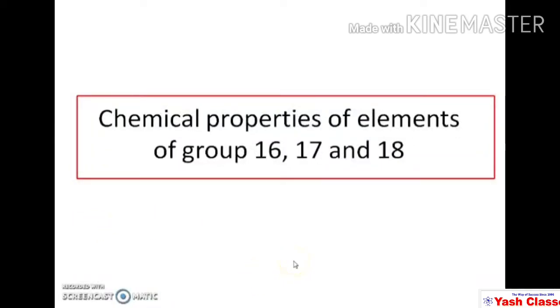During the last lecture we discussed the anomalous behavior of oxygen and the anomalous behavior of fluorine. Now in this lecture we are going to discuss the chemical properties of elements of group 16, 17 and 18.